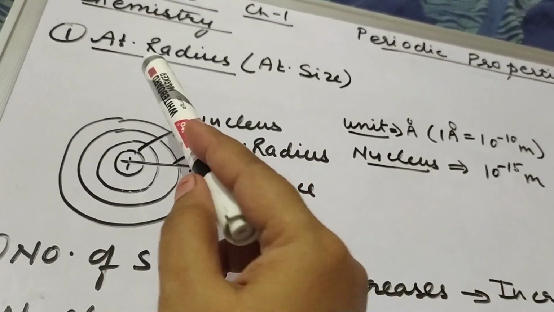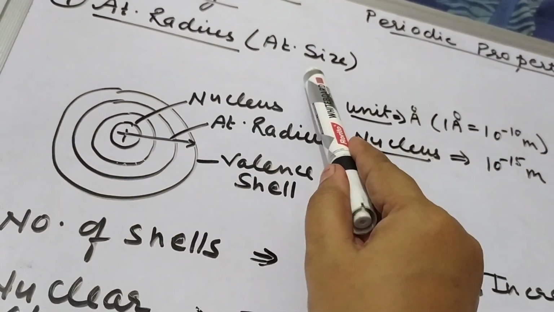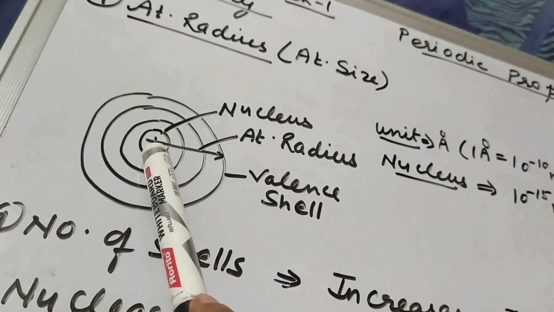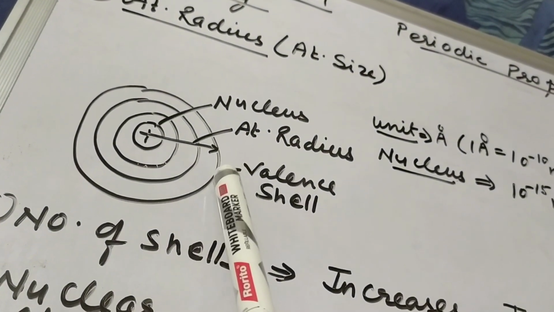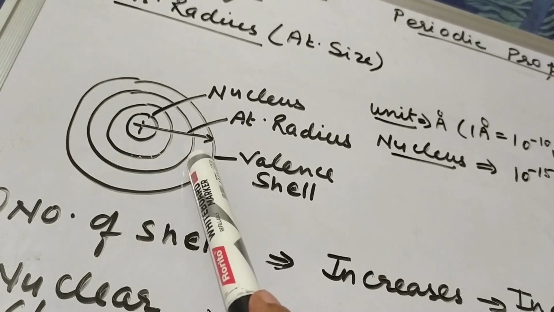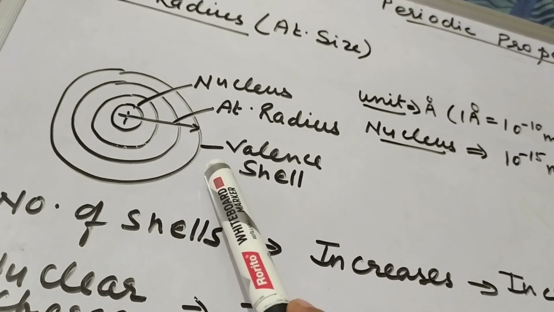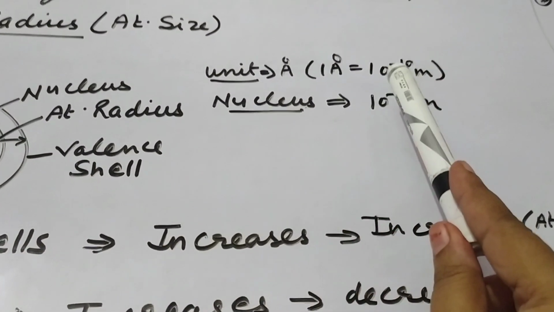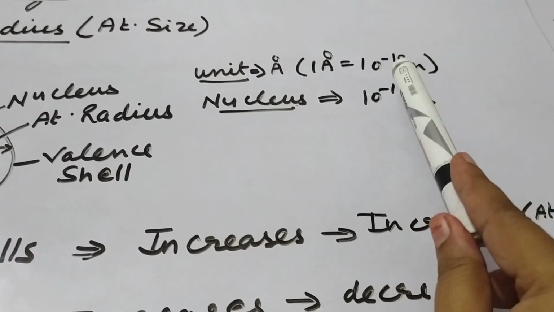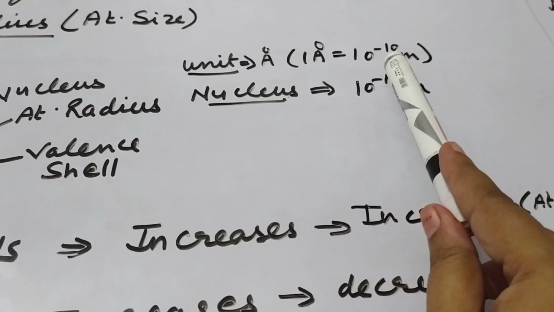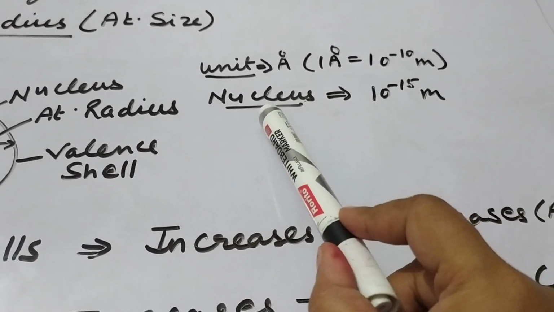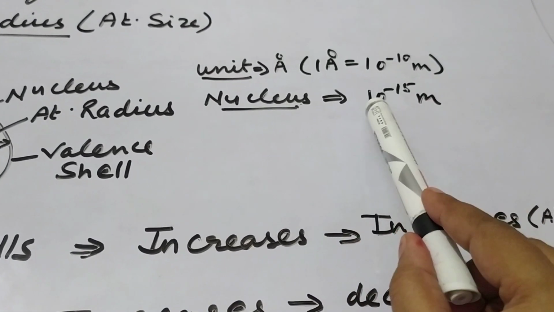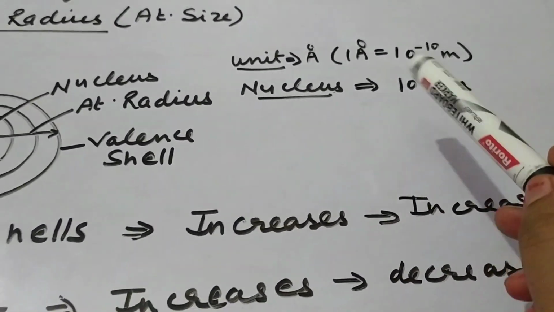So number first is atomic radius, that is also called as atomic size. It is defined as the distance between the center of the nucleus till the valence shell. That distance is called atomic radius, and larger will be the atomic radius, more will be the size of the atom. Its unit is angstrom, and 1 angstrom is equal to 10 to the power minus 10 meter. So the order of the size of the atom is 10 to the power minus 10 meter. And nucleus resides in the center of the atom and is still smaller in size, and its order is always 10 to the power minus 15 meter.